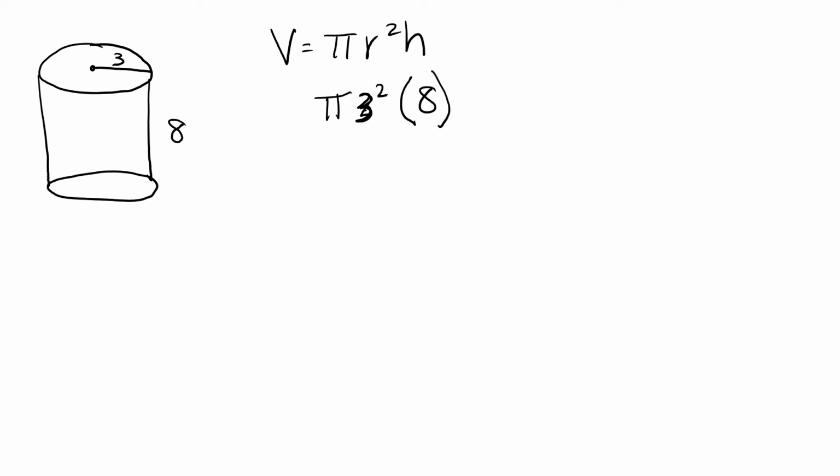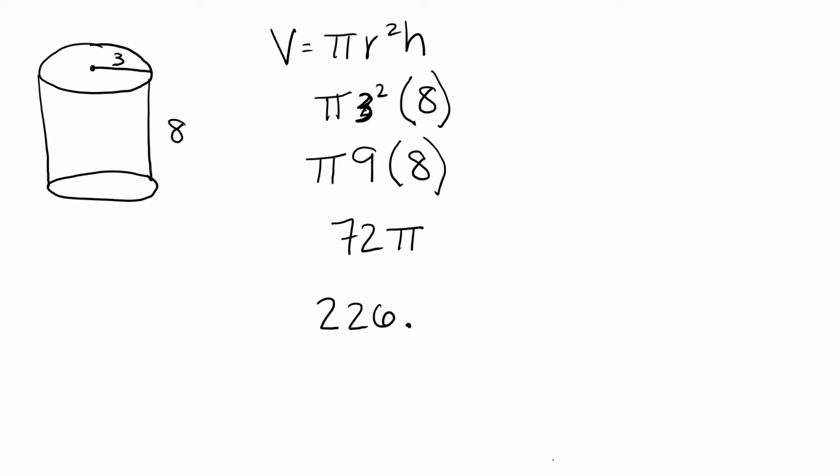Solve the exponent first. 3 squared is 9, and then multiply times the height. 9 times 8 is 72. The directions do not tell us to multiply by 3.14 or the fraction 22/7, so that means we're going to multiply by the pi button on the calculator to get an answer of 226.1946711, a whole bunch of numbers.